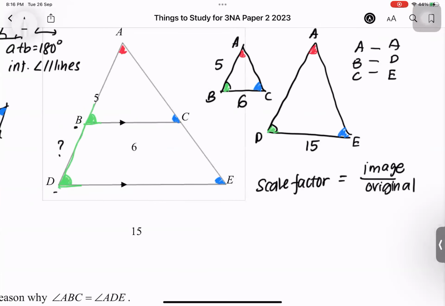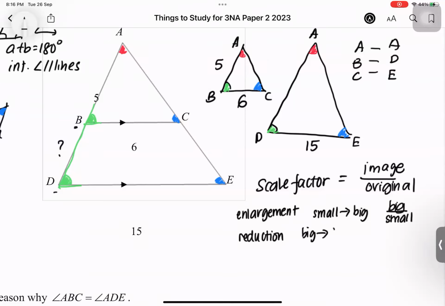Then how do I know if it's enlargement? Enlargement is from small to big, right? My image will be big, so the scale factor will be big over small. If it's reduction, reduction is from something big becoming small, right? My image will be small, then it will be small over big. So these are some key ways to remember your scale factor. Now some of the scale factors you know already, right?